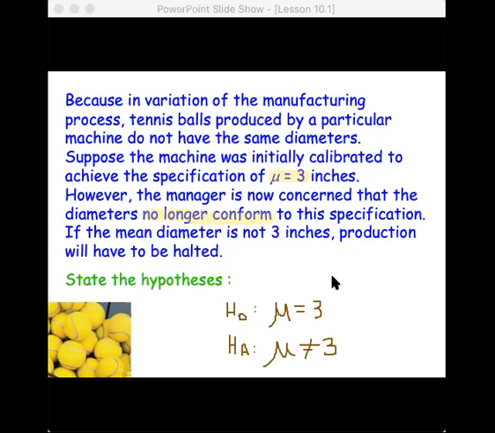Yeah, so you just have to read and pay close attention to the problem. This one obviously has the mu there, but even if it didn't, notice the words, if the mean diameter is not 3 inches. That right there tells you it's mean. So it just takes careful reading of the problem to know if it's mean or proportion.